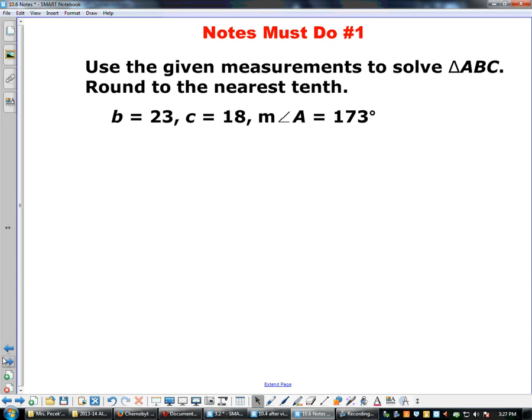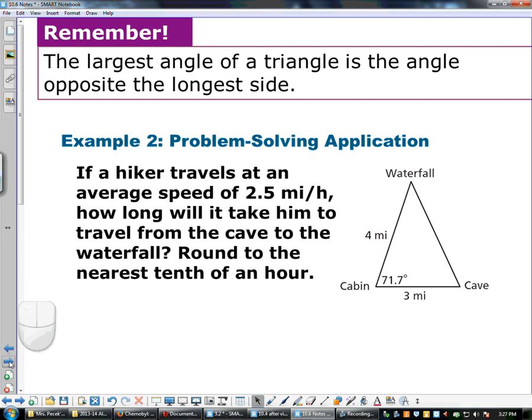Okay, so your first notes must do is to use the given measurements to solve the triangle ABC, round to the nearest 10. B is equal to 23, C is equal to 18, and the measure of angle A is 170 degrees. Other things we're going to use in here: we're going to remind ourselves that the largest angle of a triangle is the angle opposite the longest side, and we just talked about that in the last problem. So we're going to use some problem solving here.